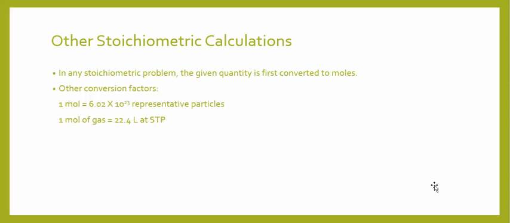So these are stoichiometric problems going from moles to moles or grams to moles. We can have other stoichiometric calculations as well, but the given quantity must first be converted to moles. There are some other conversion factors that we've used before. 1 mole is equal to 6.02 times 10 to the 23rd representative particles. So that could be 6.02 times 10 to the 23rd atoms, or molecules, or formula units. And then 1 mole of any gas occupies 22.4 liters at standard temperature and pressure. So these are some other stoichiometric conversions that we can use.